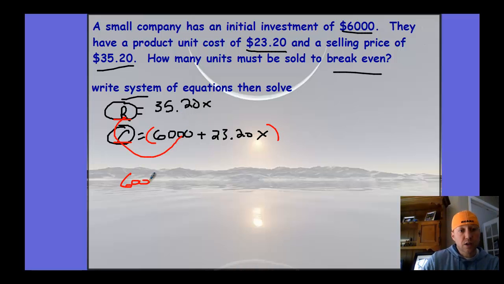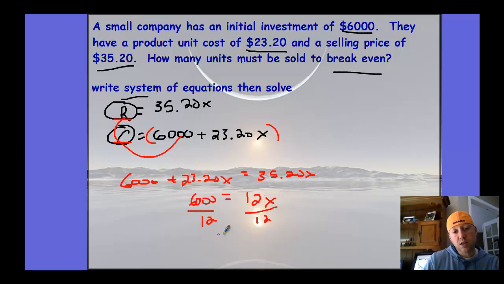So 6,000 plus 23.20x equals 35.20x. So I'm going to subtract the 23.20x from both sides. So 6,000 equals 12x. 6,000 divided by 12 is 500. So we need 500 units to break even.